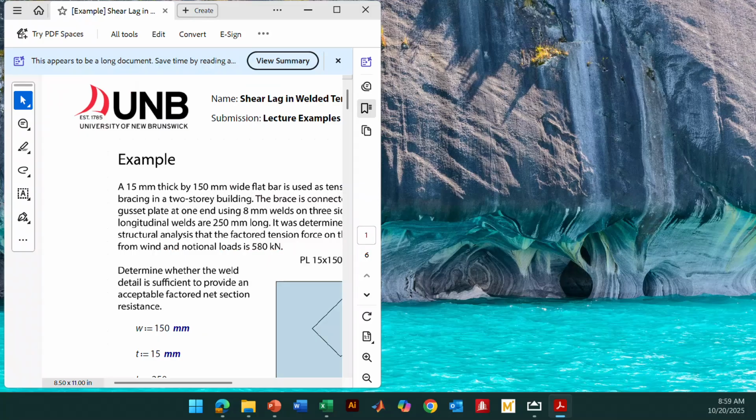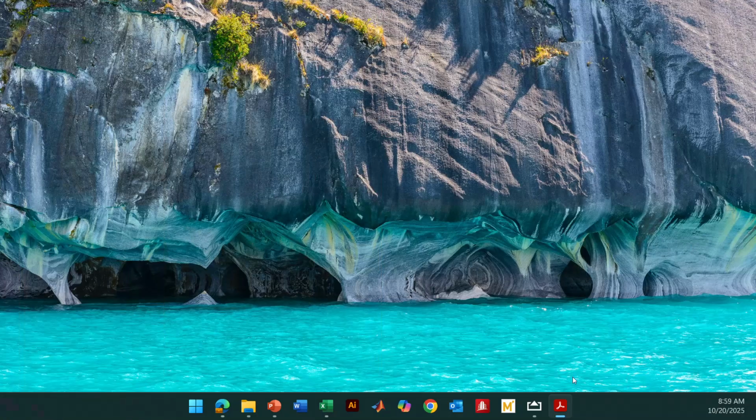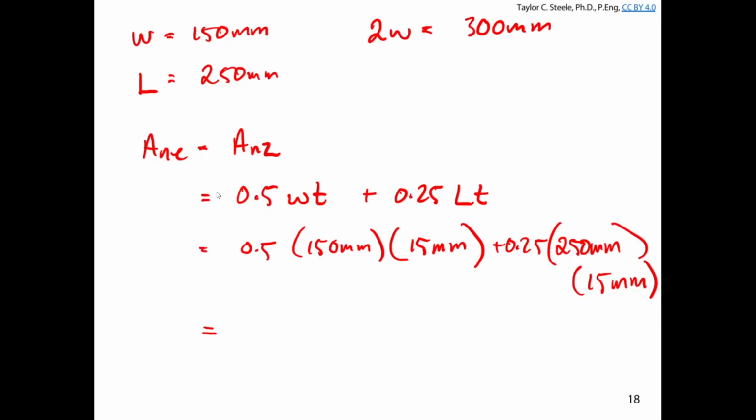If we look at those calculations and try to figure out what the total AN2 is, we can put all that into our calculator and get that our AN2 is 2,063 millimeters squared. We can use that net effective area to calculate the factored tension resistance. Before we calculate the factored tension resistance, are there any questions about why we did this calculation or what this number means?